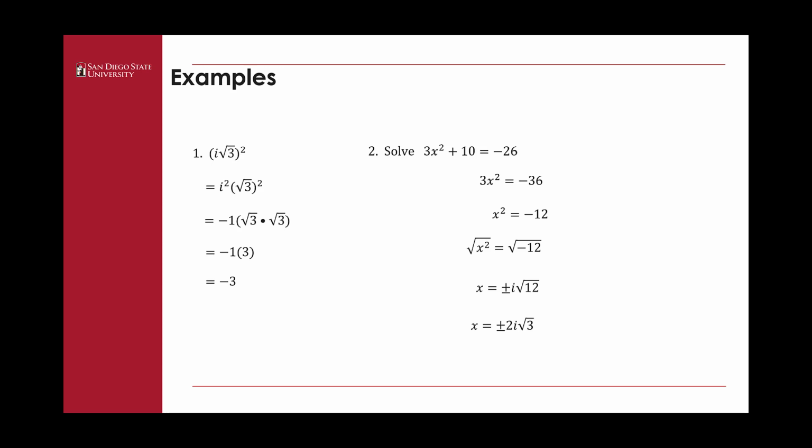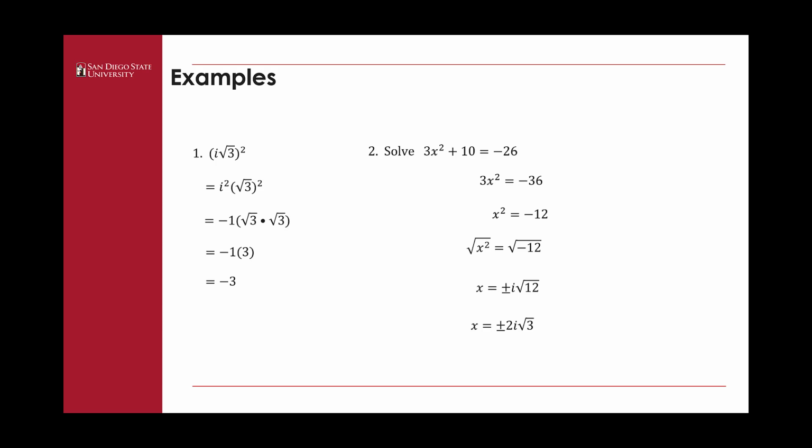Here we have a little bit more complicated examples, but not too much. The first one asks for i times square root 3, squared. We can distribute the power of 2 inside because there is a multiplication inside the parentheses. It will become i squared times square root 3 squared. And i squared, we already know, is minus 1. And square root 3 squared is only 3. So this would be minus 1 times 3, and we get minus 3 as a result.